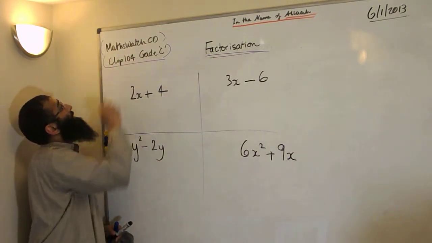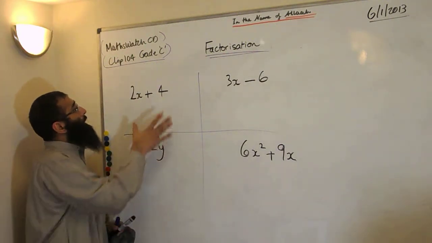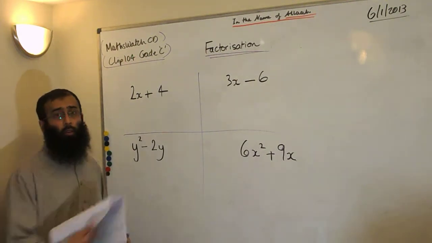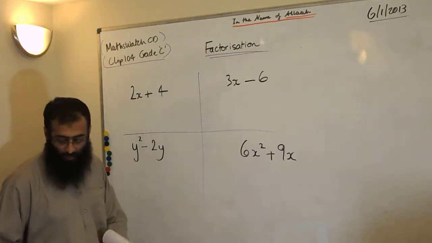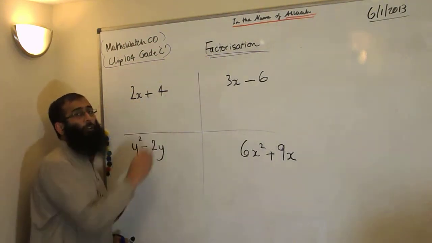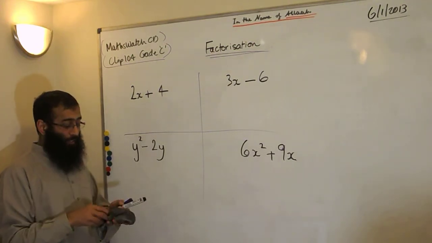We're looking at the Maths Watch CD, clip 104, grade C. We're going to look at how we do these 4 sample questions. They are from the booklet itself, the Maths Watch CD, the actual questions. Now, when we're looking at factorization, we're looking to split the number up into its factors.